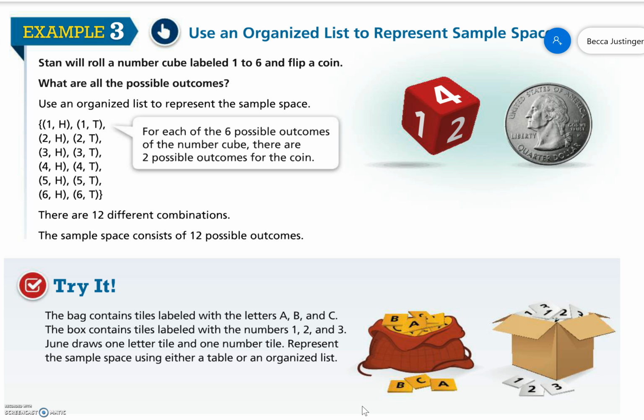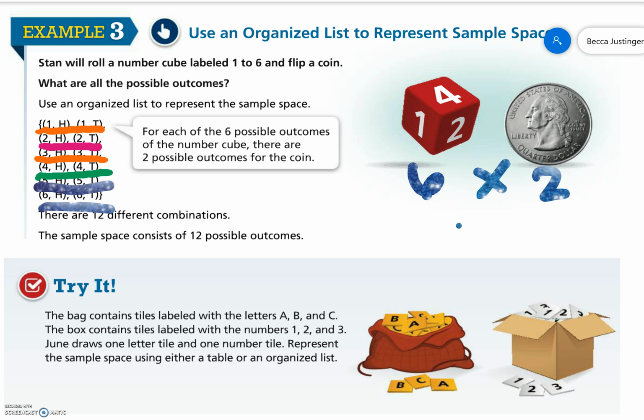So if he rolls a 1 on the die, he could either roll heads or tails. If he rolls a 2 on the die, he could get heads or tails. 3 on the die, he gets heads or tails. 4 on the die, he gets heads or tails. 5 heads or tails, or 6 heads or tails. So there's 6 possible outcomes for the dice and 2 possible outcomes for the quarter. So when we multiply that, you get 12 possible outcomes, which makes sense because the sample space consists of 12 possible outcomes. So there's a good way to check.